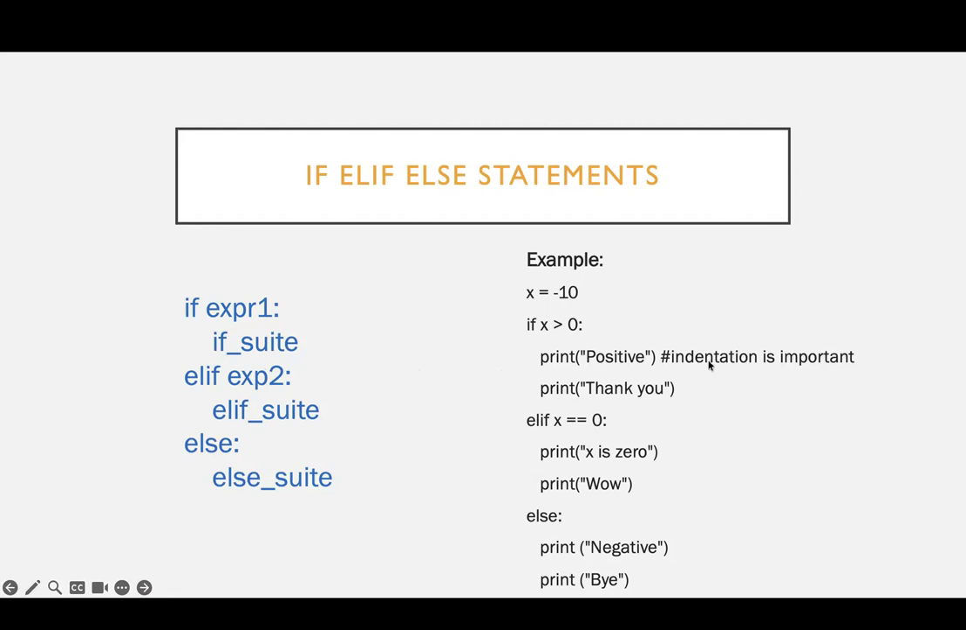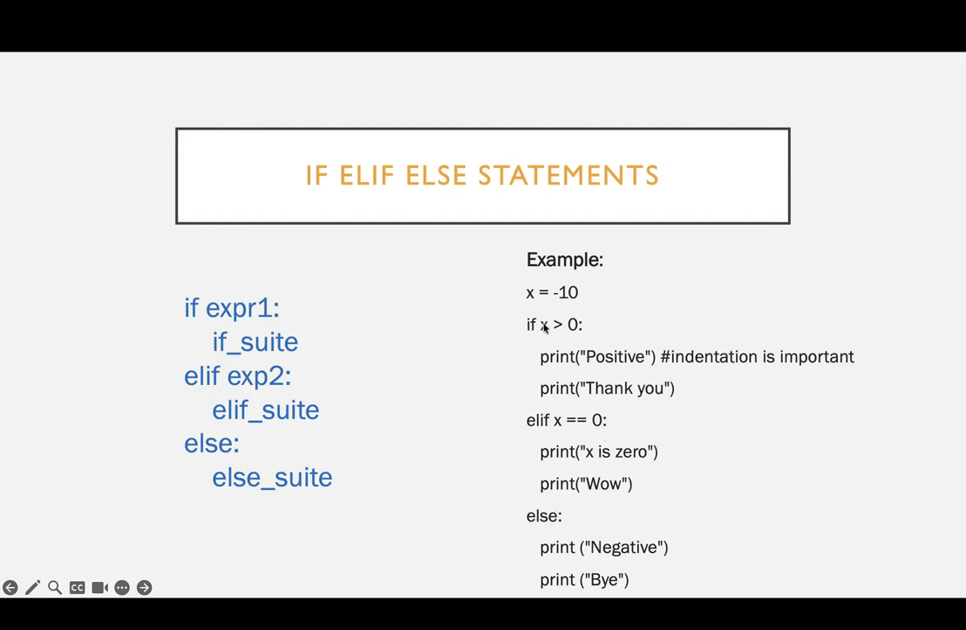So updating our previous example, we initialize x to be negative 10. If x is greater than 0, we print positive. Else if x is exactly 0. So here we're using x double equals. We use this double equals to represent that we are comparing, we're not making an assignment. We're comparing x with 0. If this evaluates to true, that means x is 0. We're going to print x is 0 and print wow.